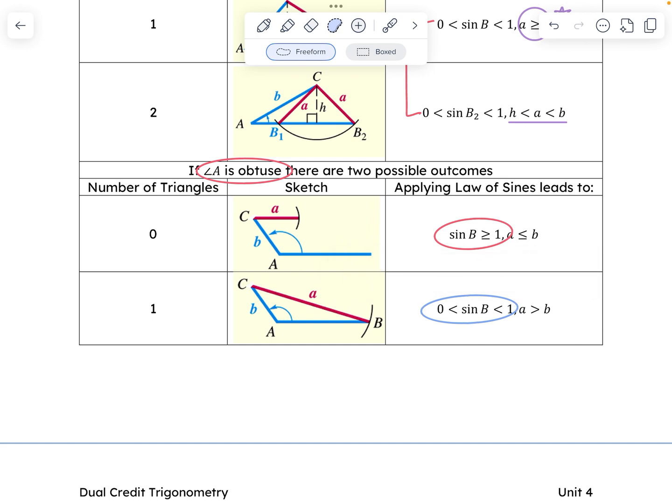So what we're going to do for the last part of these notes is we're going to look at a couple of examples, and we are going to figure out how many possible triangles there are. So we're not going to actually go through and solve the triangles. We're just going to figure out how many possible triangles there are. So let's get started.